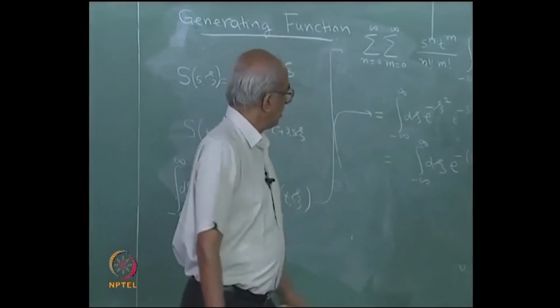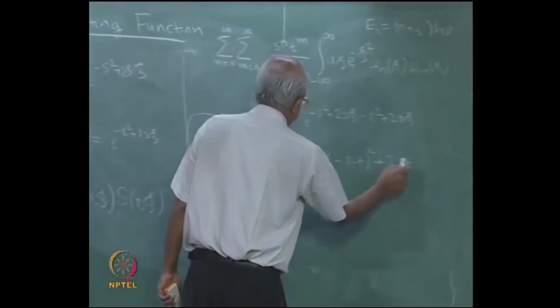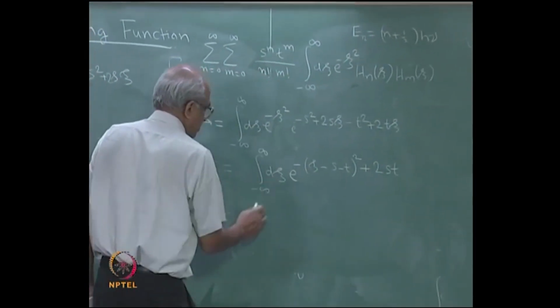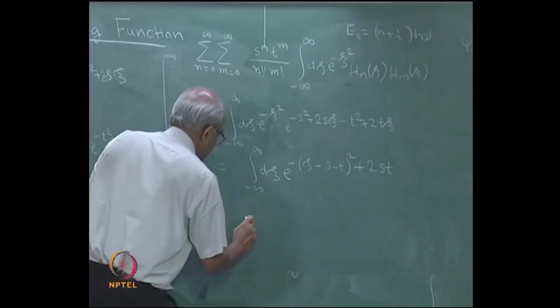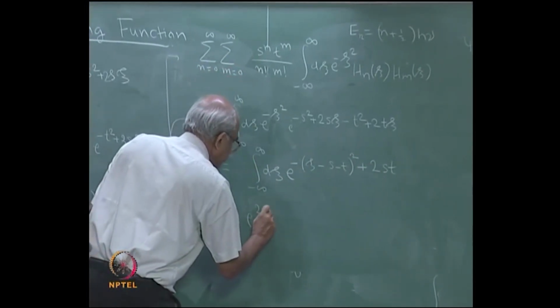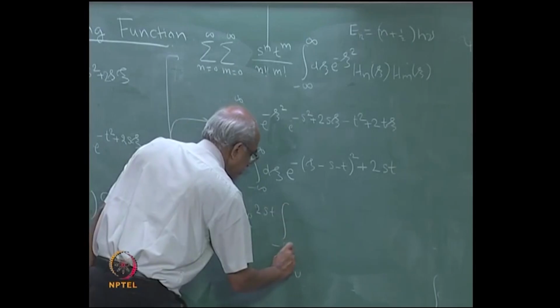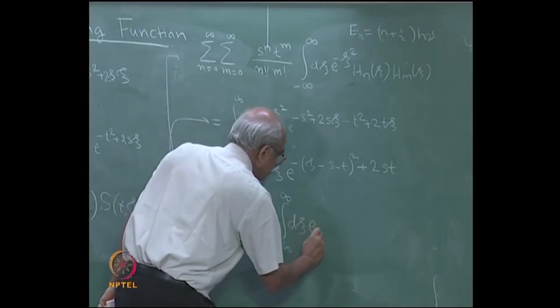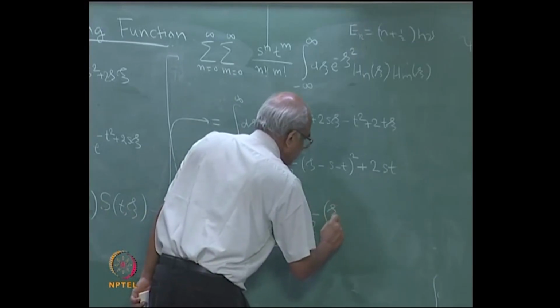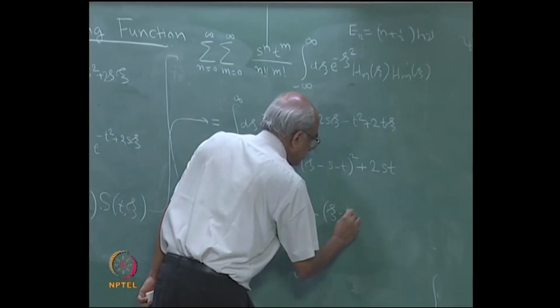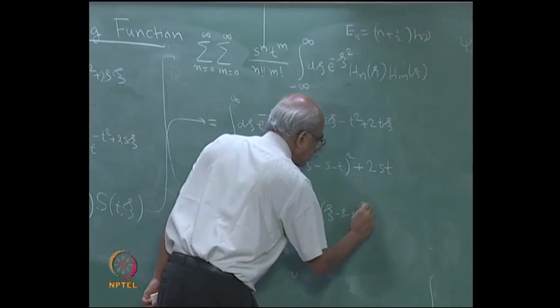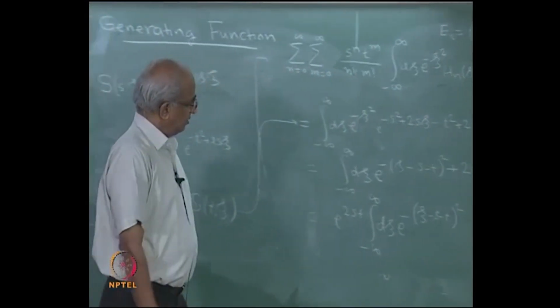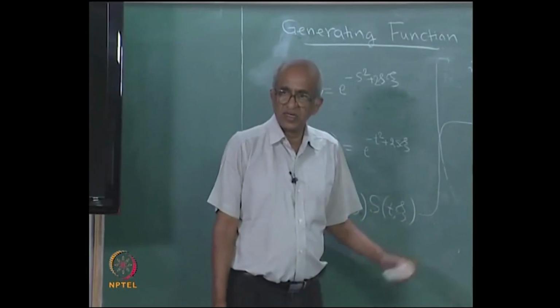Fine. And then you realize that e to the power of 2st is not dependent upon the variable of integration. So, you can take it out. So, e to the power of 2st times the integral from minus infinity to plus infinity dx e to the power of minus (c minus s minus t) the whole square. That is what the integral is.